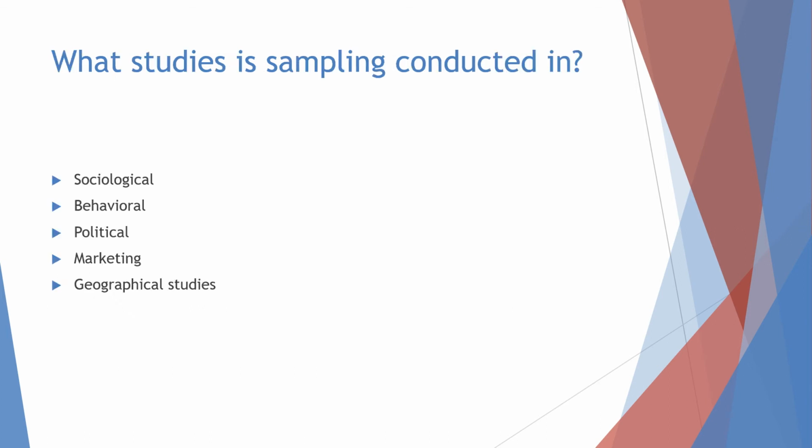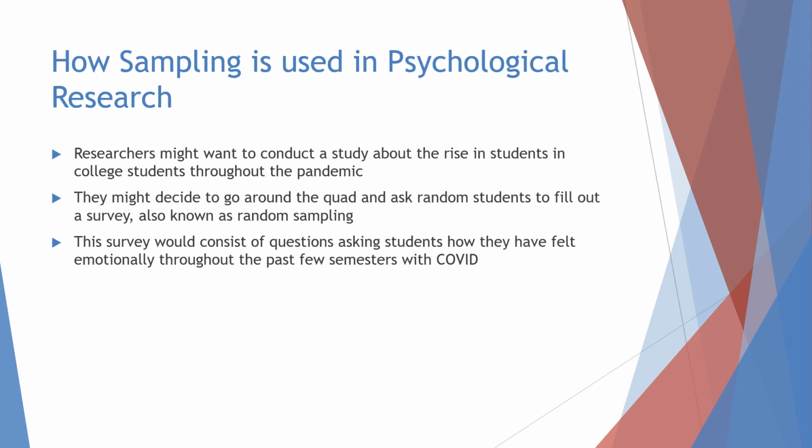Next is what studies is sampling conducted in. They are conducted in sociological, behavioral, political, marketing, and geographical studies.